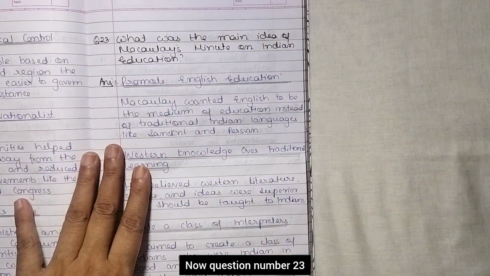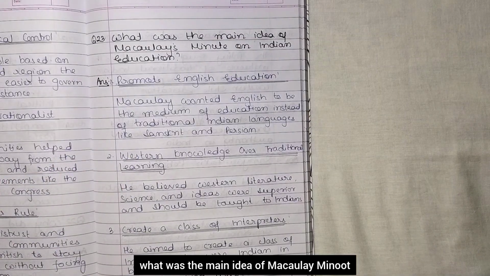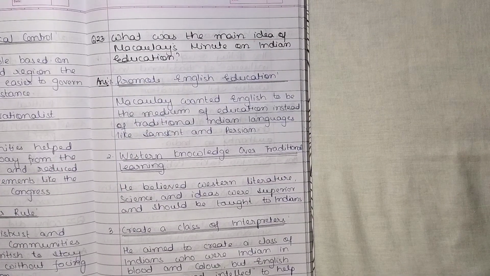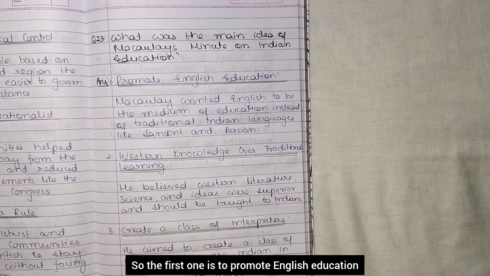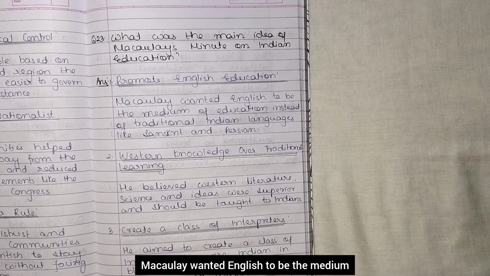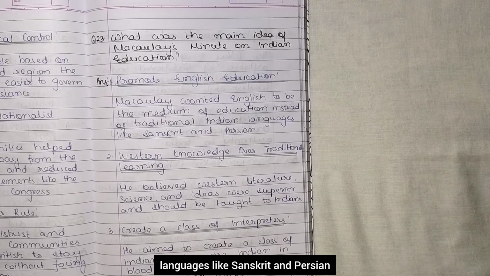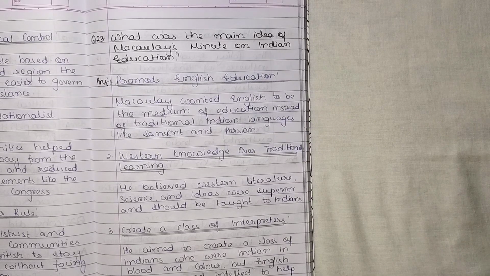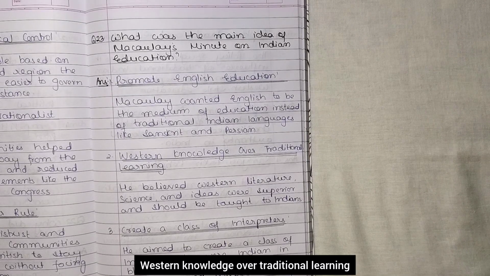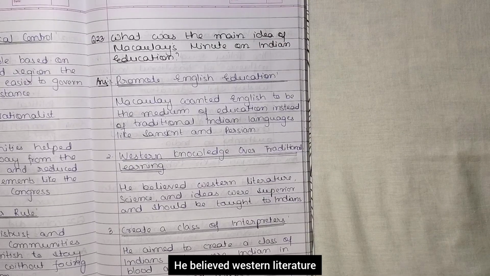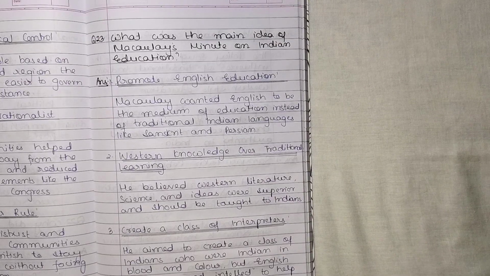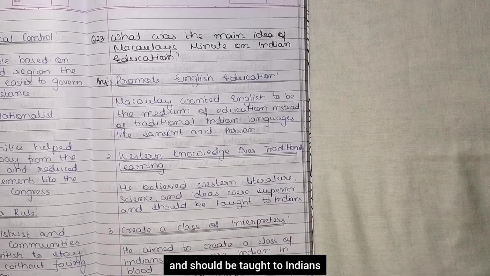Now, question number 23. What was the main idea of Macaulay's Minute on Indian education? So, the first one is to promote English education. Macaulay wanted English to be the medium of education instead of traditional Indian languages like Sanskrit and Persian. Western knowledge over traditional learning. He believed Western literature, science, and ideas were superior and should be taught to Indians.